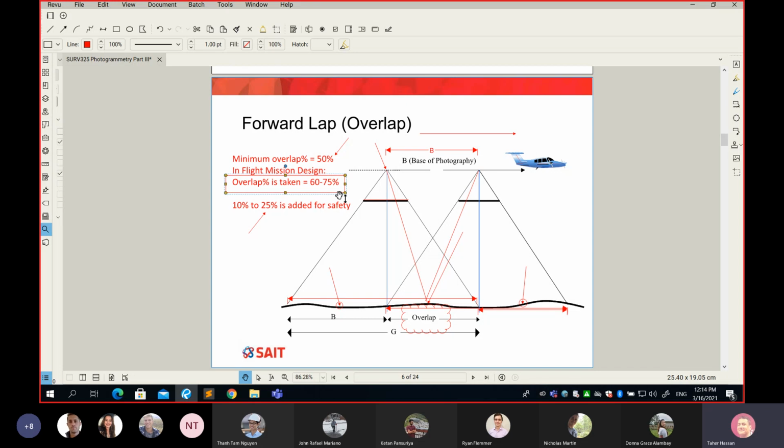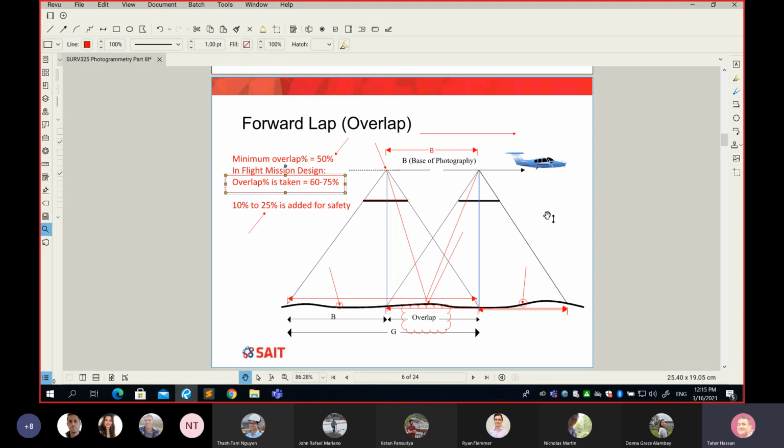We have to add some extra for safety to ensure that every single point on my project will show in at least 2 photos by adding extra 10 to 25%. When you take 10 to 25%, add them to the minimum, which is 50, then your overlap should be 60 to 75%. Remember, the word overlap is between an image and the next image within the same flight line.